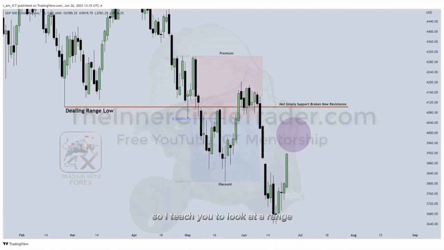So I teach you to look at a range and define it in the scope of premium to discount. Equilibrium is here, and if we're bearish, we need the price to get to equilibrium or preferably higher to go short, in this shaded area here. Why did it not just simply trade back to that low and go lower? Why didn't it do that? Think.